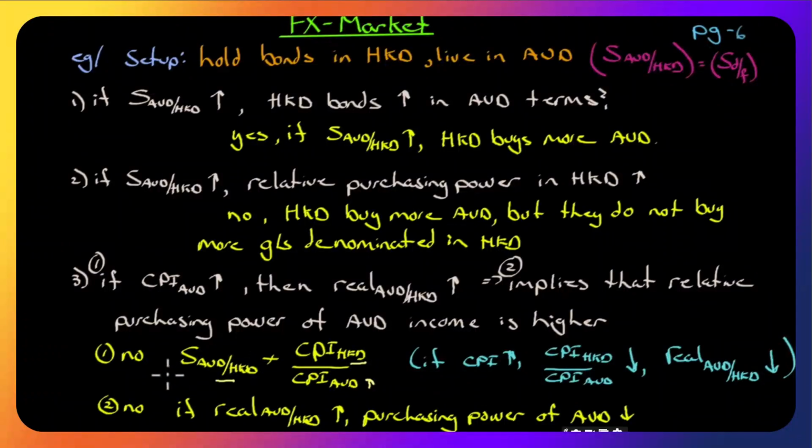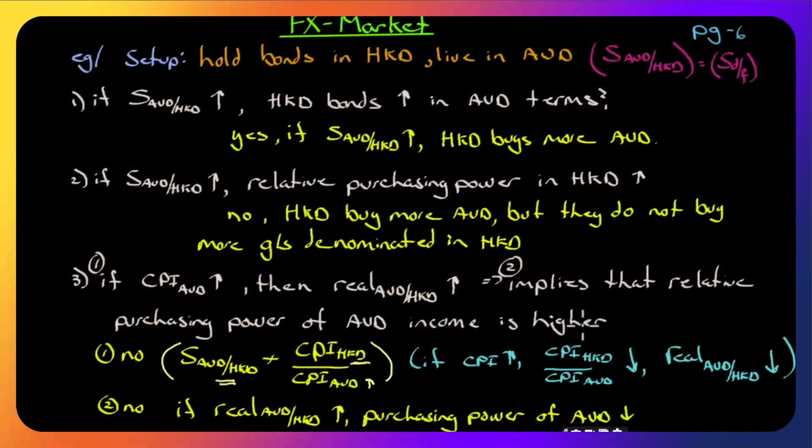So what will be the real exchange rate? This is the formula here for the real exchange rate. So if CPI in Australia goes up, the real exchange rate, holding this constant and this constant, would decrease, not increase. So this is a false statement. If the CPI increased, this ratio decreases, the real exchange rate decreases.